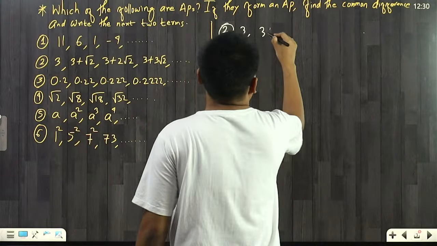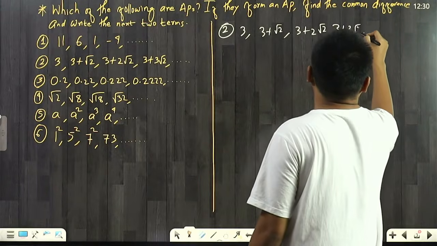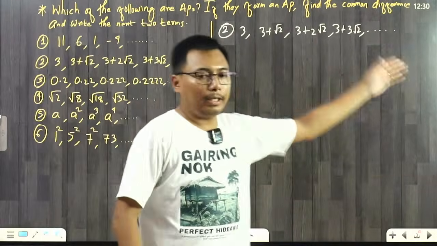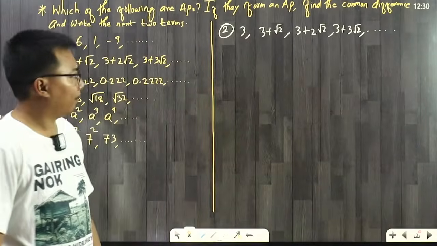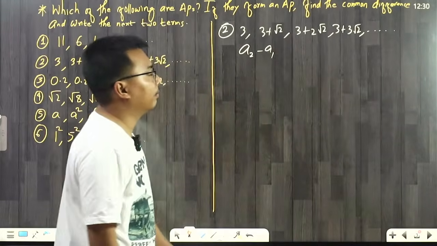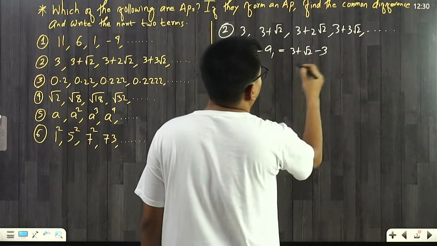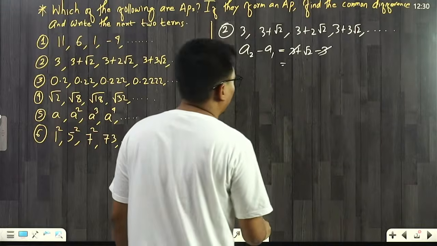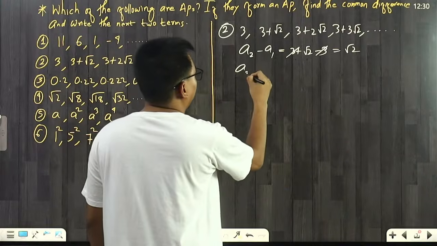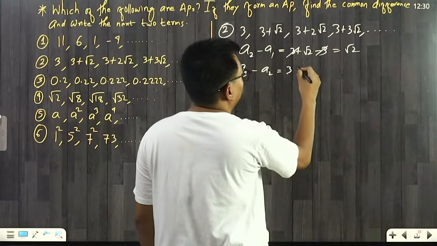So we have minus 3, 3 plus root 2, 3 plus 2 root 2 and 3 plus 3 root 2. Now again we have to check whether this given list of numbers is an AP. So how do we do that? A2 minus A1, second term minus first term. My second term is 3 plus root 2. A1 is minus 3. So 3 minus 3 will cancel each other. We'll get root 2. Then next will be A3 minus A2. My A3 is 3 plus 2 root 2.